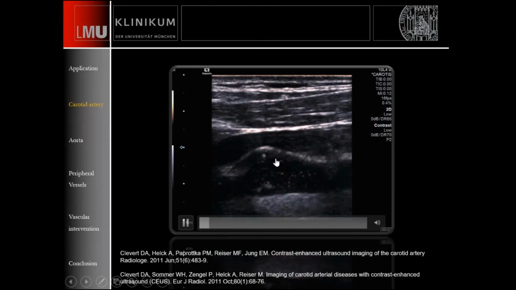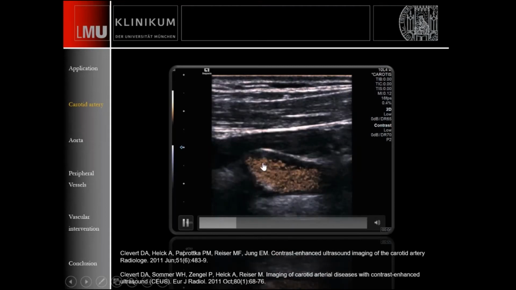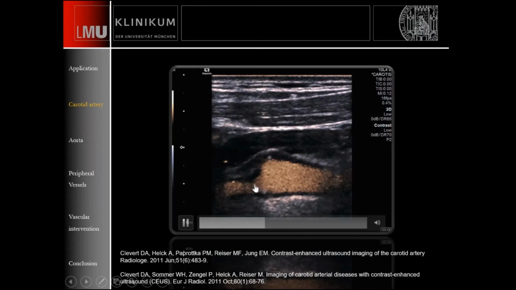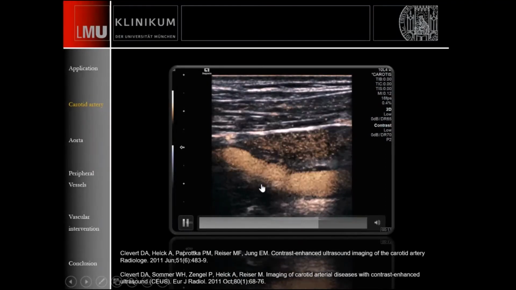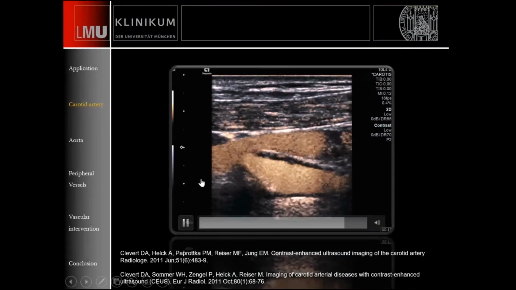So we see also soft plaques here at the wall, so no overlay technique. We see also these tiny stenoses in this area, and it gives you a higher resolution, and it's not so dependent on the scanning angle.